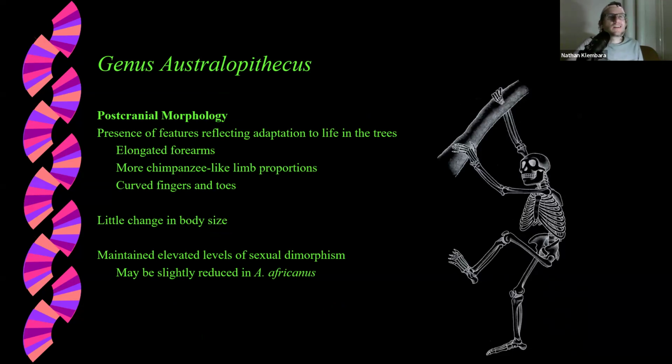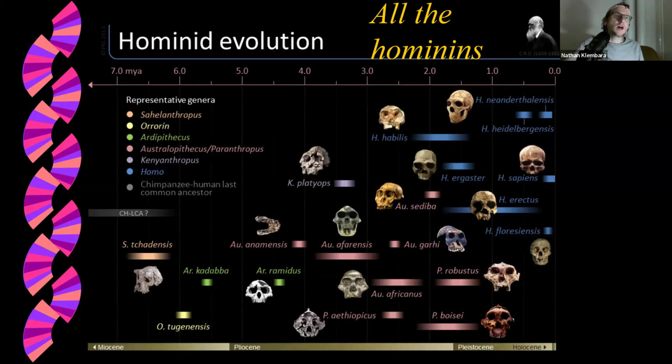But otherwise, they're still adapted to living in the trees in a lot of ways. They're still small-bodied individuals. They still have high levels of sexual dimorphism, some species less than others. But in general, we're not seeing a huge leap in anything here except bipedalism. So all of the red species are the Australopithecines that we talked about here. Some of them are the Paranthropines, like P. robustus, P. boisei, P. aethiopicus, that we'll talk about in the next section of this module.